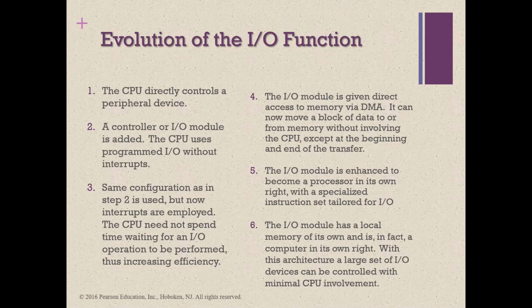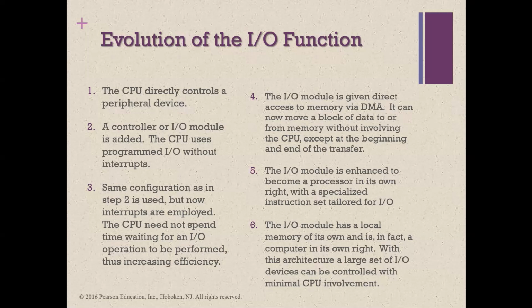6, the IO module has a local memory of its own and is in fact a computer in its own right. So with this architecture, a large set of IO devices can be controlled with minimal CPU involvement. A common use for such an architecture has been to control communication with interactive terminals. The IO processor takes care of most of the tasks involving the controlling of the terminals.